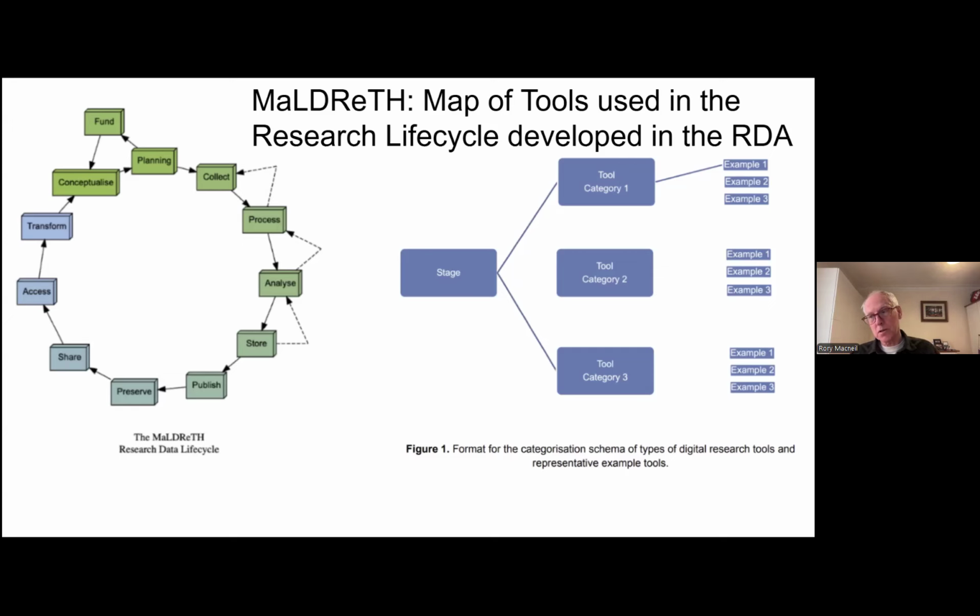And then we did another layer down, if you will, and said, okay, for each category of tool, let's find examples of tools which are widely used, representative, and which people will be familiar with. So for each category, there were 3 example tools, and so you come up with 11 stages, 33 categories, and 99 tools. Next slide, please.